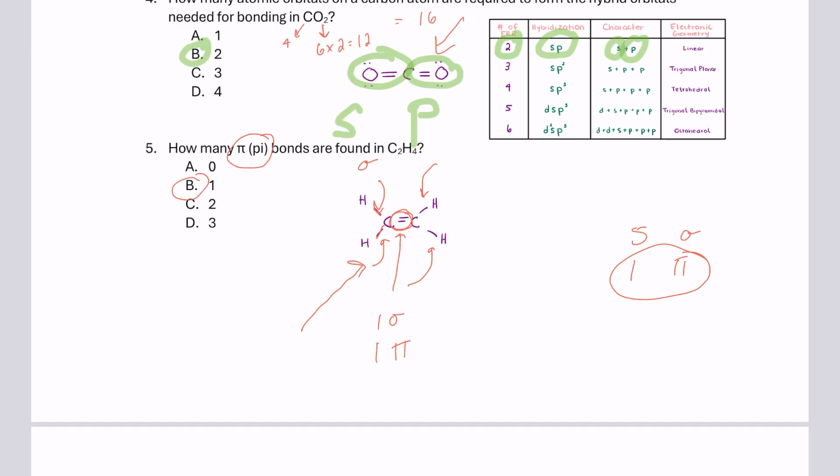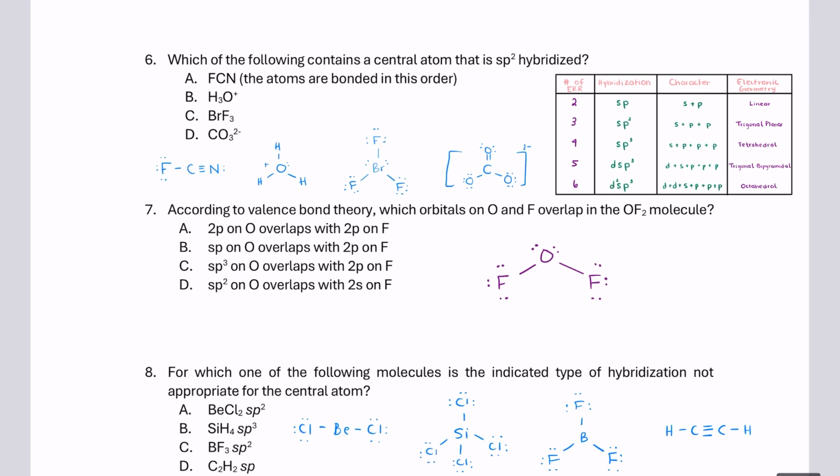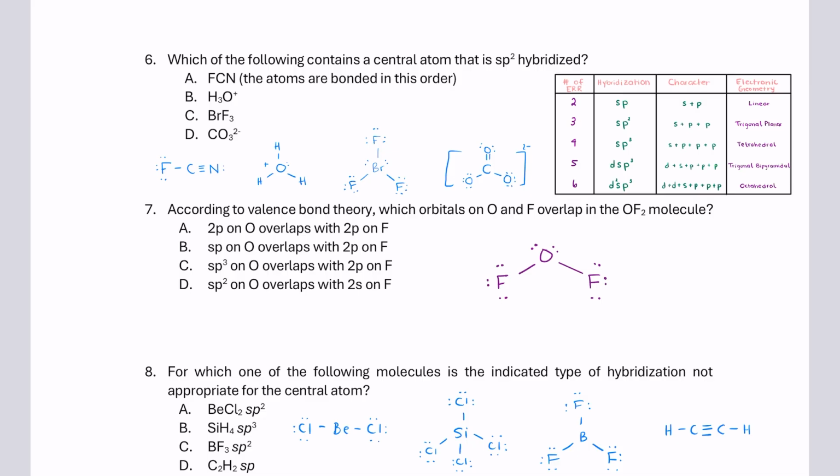Now we move on to problem 6. Problem 6 says, which of the following contains a central atom that is sp2 hybridized? To determine which of the given molecules contains a central atom that is sp2 hybridized, we need to analyze the number of electron-rich regions around that central atom. Hybridization is determined by counting the regions of electron density around the central atom. And if there are 3 regions of electron density, then the central atom will be sp2 hybridized.